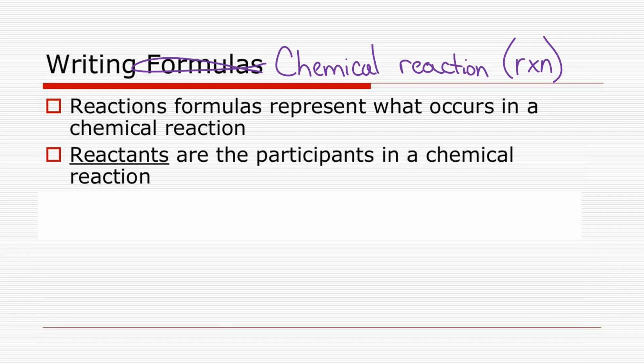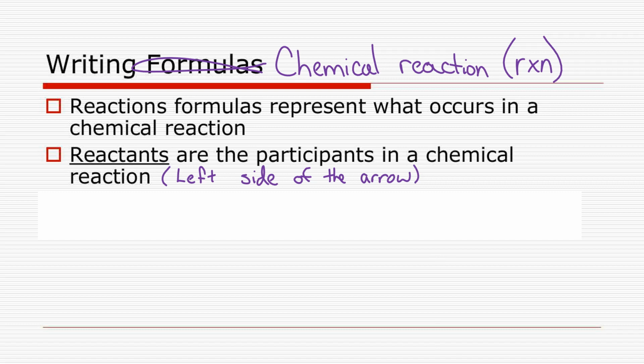All right. So we have 2 main parts of a chemical reaction. We have the reactants, which are the participants in the chemical reaction. Typically, the reactants are going to be found on the left side of the arrow.